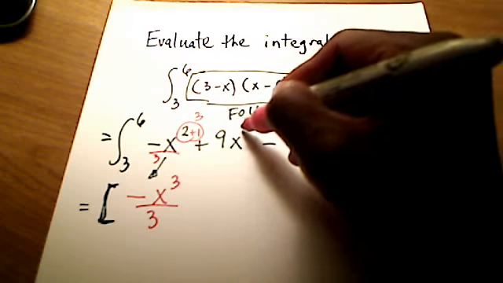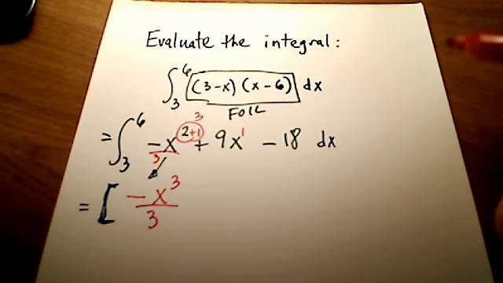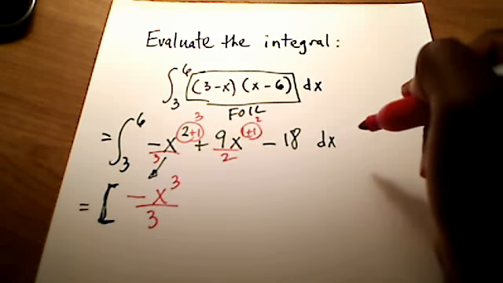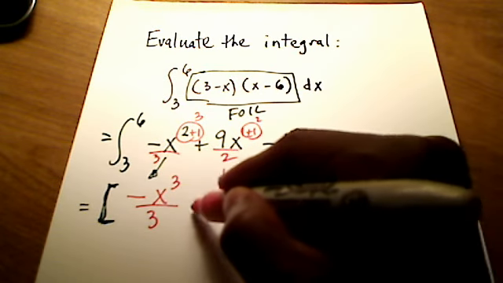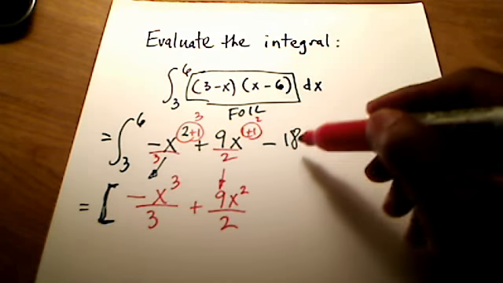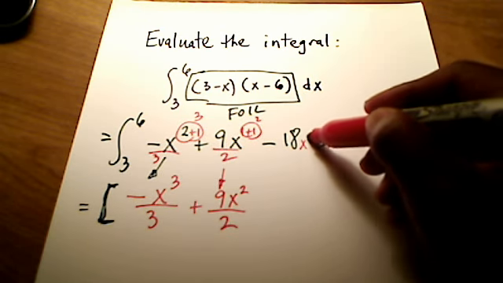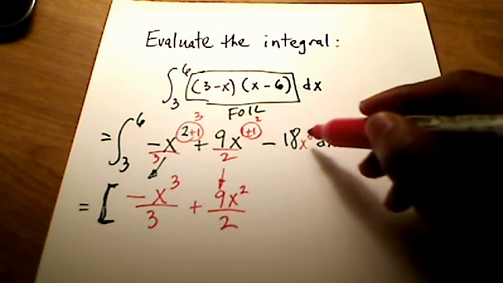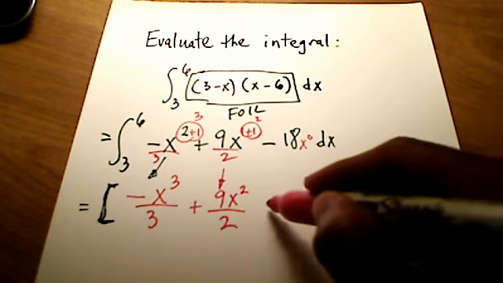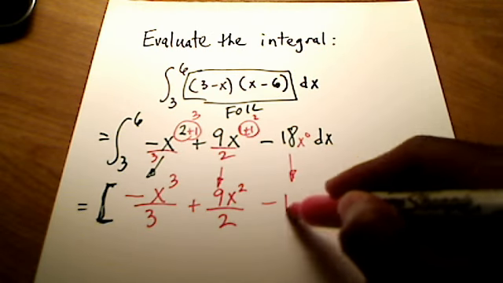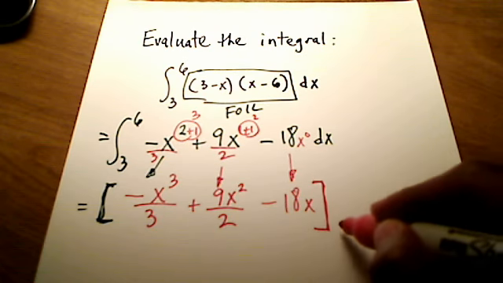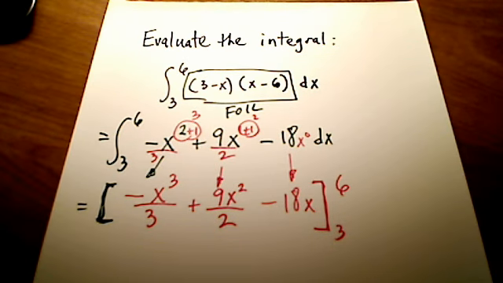Okay, same thing here. If there's a 1 as its exponent, I'm just going to add 1 to it, which now makes it a 2, and that 2 goes to the bottom. So this antiderivative is 9x squared all over 2. And lastly, if you want to think of it as x to the 0 sitting there, you don't have to, but you can, right? You're going to add 1 to 0, which is 1, and 1 moves to the bottom. Well, that's not so bad. So this one here has an antiderivative of negative 18x, okay? And all of this we're going to evaluate between 3 and 6.